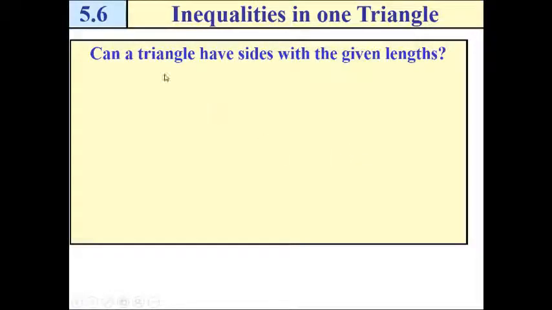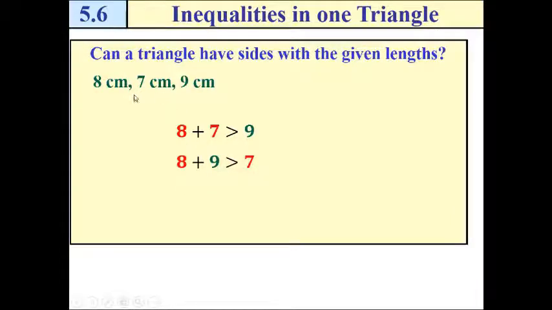Let's solve this question. Can a triangle have sides with the given lengths? We have the given lengths 8, 7, 9. Can we draw a triangle with the given lengths? Let's check by adding any two sides and checking if their sum is bigger than the third. 8 plus 7 is more than 9, and also 8 plus 9 is more than 7. 9 plus 7 is more than 8, then we can use the given lengths to draw a triangle.